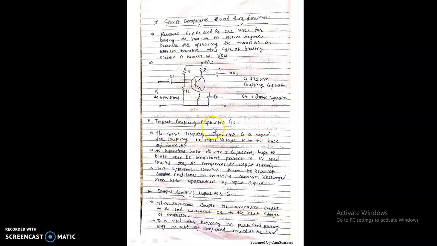First component is the input coupling capacitance. From the figure here, the input coupling capacitance is C1. The input coupling capacitance C1 is used for coupling the AC input voltage Vi to the base of the transistor.